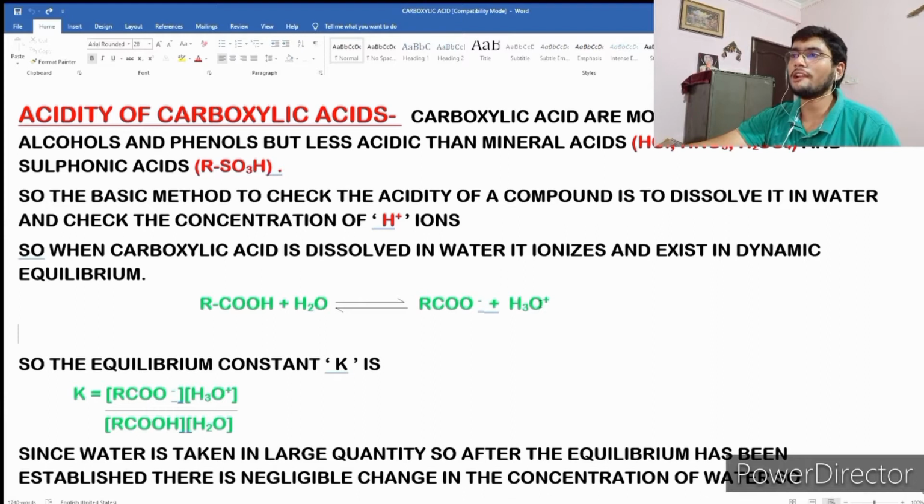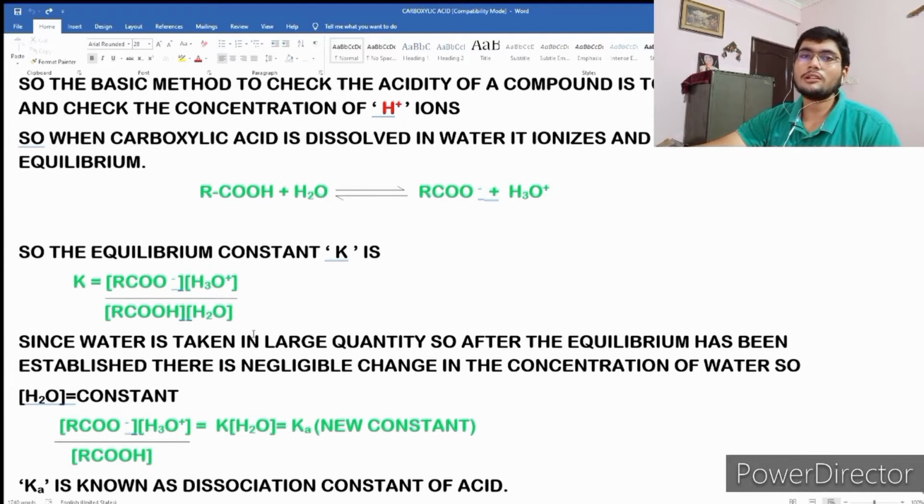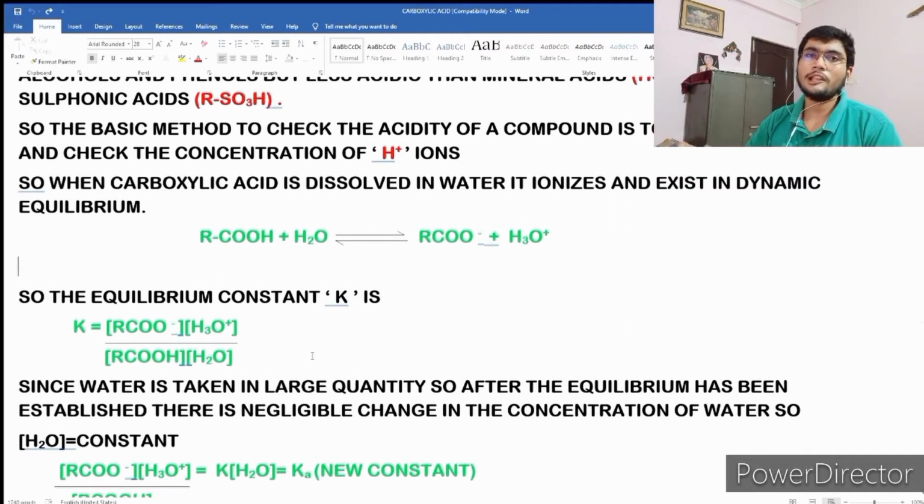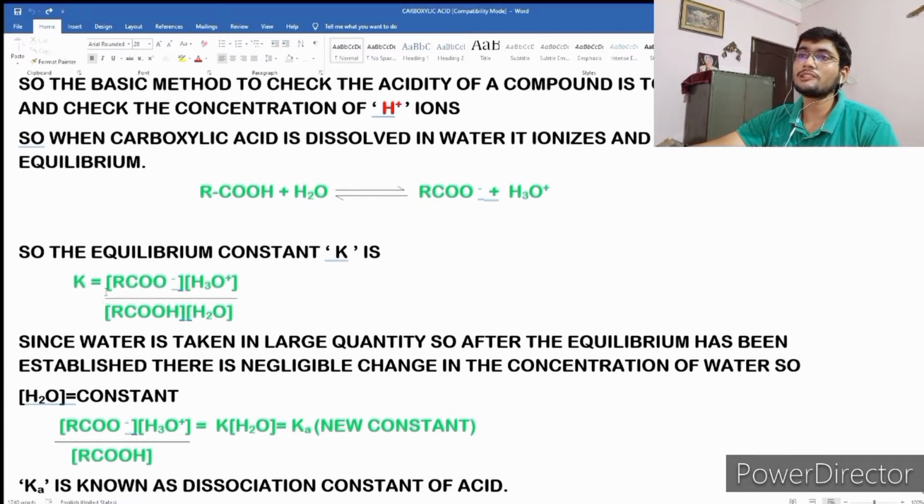I have written here hydronium ion because when H plus gets broken from this carboxylic acid, oxygen has a lone pair on it, so the oxygen will transfer the lone pair to H plus. That's how hydronium ion is formed, and because oxygen has given a lone pair, it has a positive charge on it. Because it is in equilibrium, it will also have an equilibrium constant. So according to the law of active mass, we will have the equilibrium constant like this: concentration of carboxylate ion times concentration of hydronium ion, divided by concentration of carboxylic acid times concentration of water.